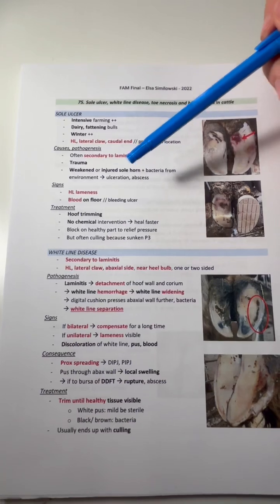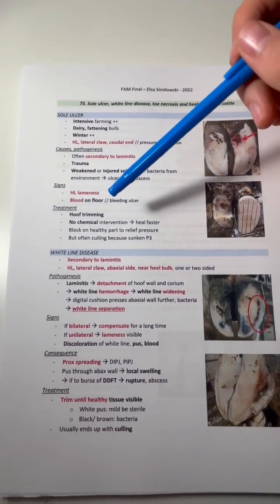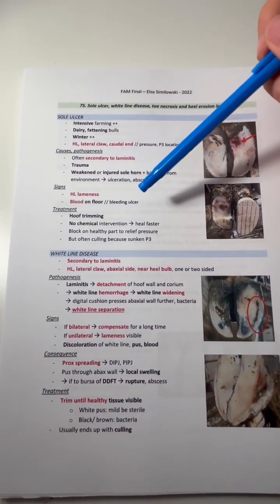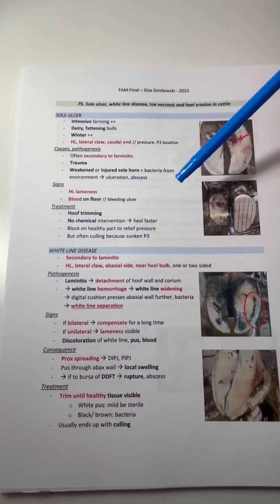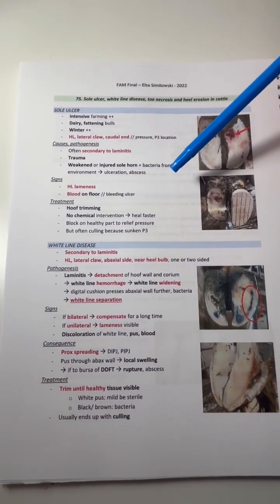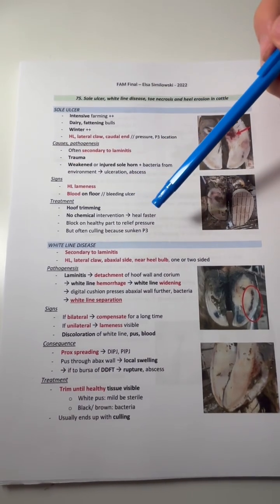For the treatment, do hoof trimming and use no chemical intervention, as it heals faster. Then block the healthy part of the hoof to relieve pressure off the sore part. But you often have to cull the cattle because of a sunken P3.